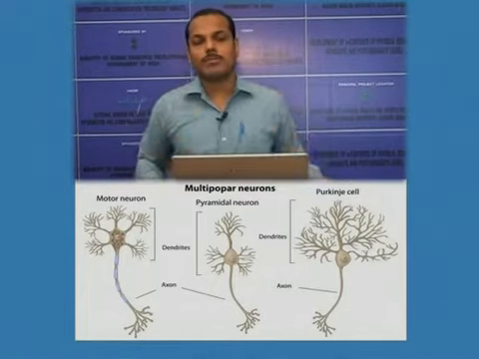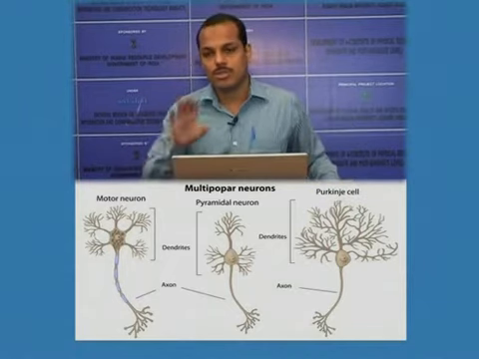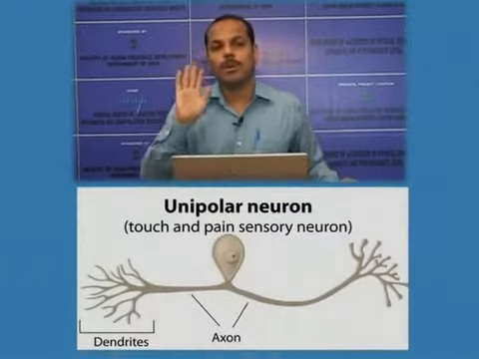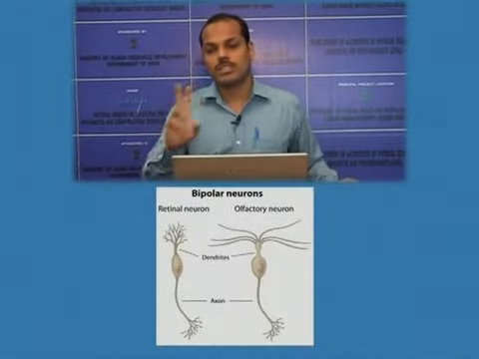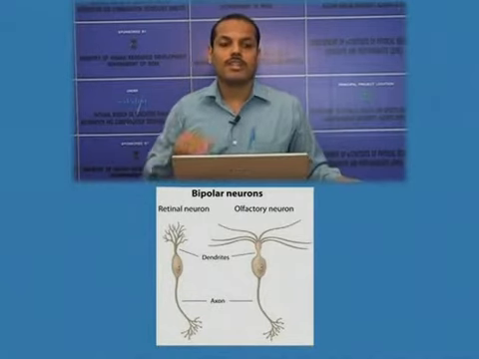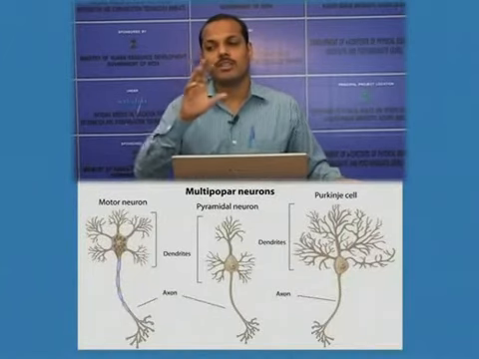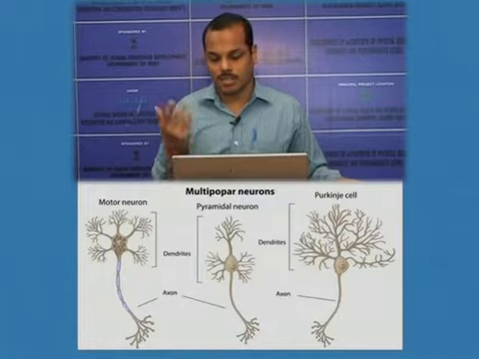So based on the number of fibers extending from the cell body, the neurons can be divided into unipolar neuron, where only one extension will be there; bipolar, where two extensions will be there, one for the axon and one for the dendrite; and third, multipolar, which has multiple extensions, like many dendrites and one axon.